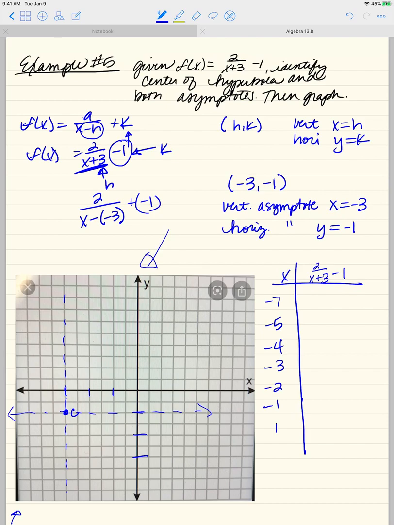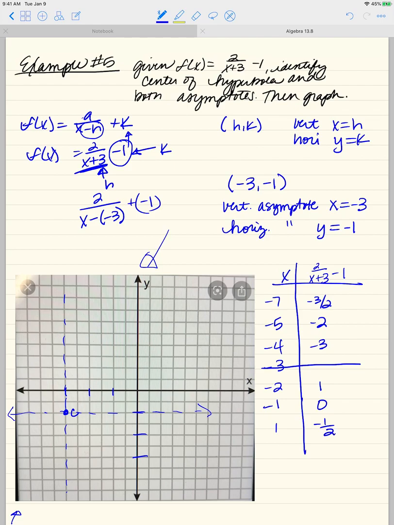So when x is negative 7, and I'm just going to breeze through this part because this video is already getting really long, y is negative 3 halves. When x is negative 5, y is negative 2. Negative 4, negative 3. When is this undefined? It's undefined at x is equal to negative 3. So that point does not exist, okay? When x is negative 2, y is 1. Negative 1, 0. 1, negative 1/2.